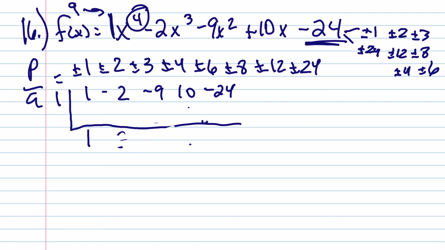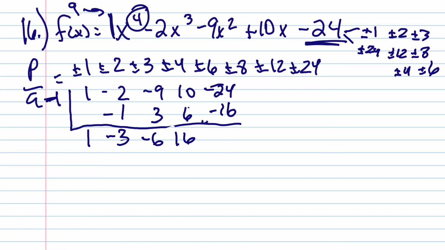Now, I'm just erasing, and I'm going to try negative 1. Negative 1 gives me negative 3, positive 3, which gives me negative 6, positive 6, 16. Close. But it's negative 16 there. So that's not going to help me.